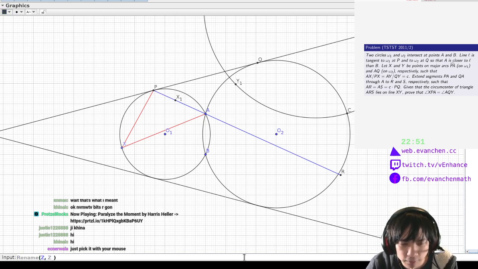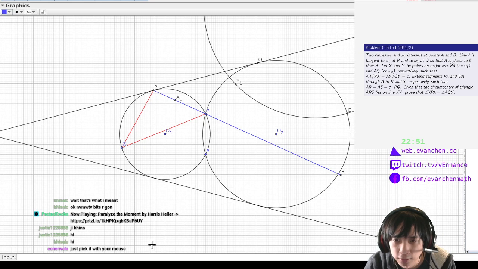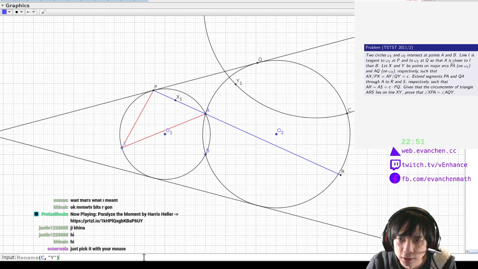I want to rename Z to Z1 to remind ourselves that it's useless. And rename C to Y. And YQ equals segment YQ. YA equals segment YA.